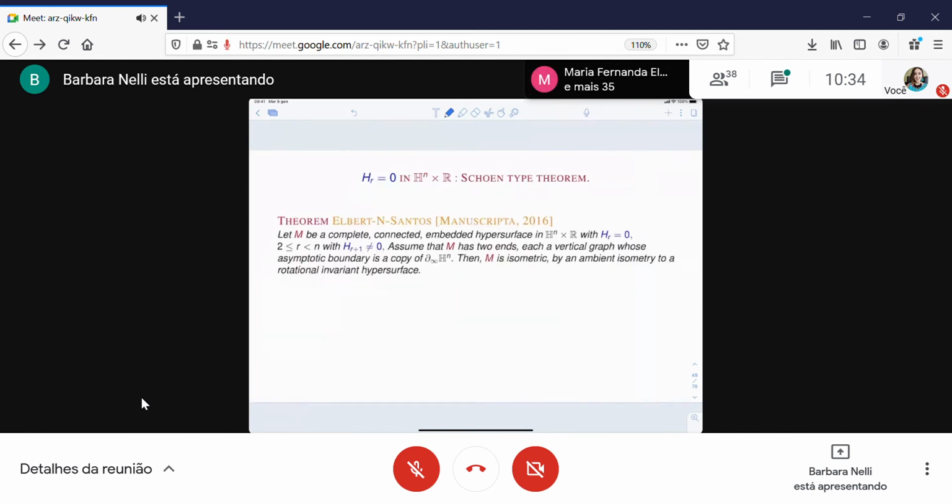In fact, with Maria Fernanda Vaussi, so more Brazilians in my talk, we got this result. If M is a complete connected embedded hypersurface in H^n cross R, minimal, so with H_R equal to 0, and with this assumption, H_R plus 1 different from 0, that guarantees you can use the maximum principle. Then assume, and it's very natural to assume in this setting, that M has two ends, and each of them is a vertical graph with asymptotic boundary a copy of a circle. Then M is isometric by an ambient isometry to a rotationally invariant hypersurface.